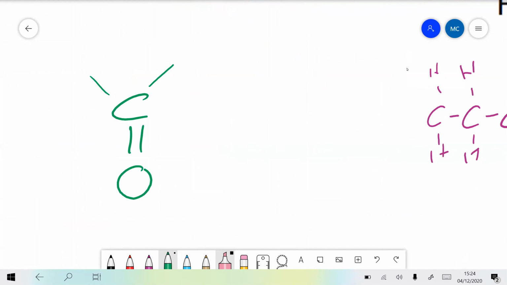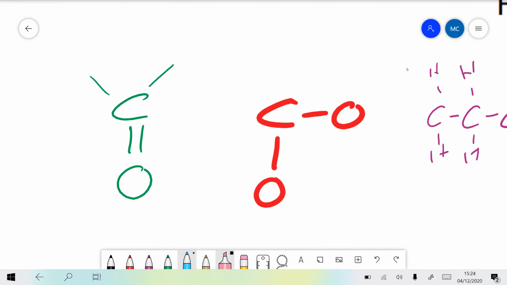How many bonds does the carbon have with the oxygen? 2. So to represent that, we can draw it as, okay? And the oxygen, the same thing, 2 bonds with the carbon. These 2 are called phantom atoms. They are not really there. They are just there to show us how many times it's bonded to the same carbon. Because it has a double bond, it's actually bonded to carbon twice, right?